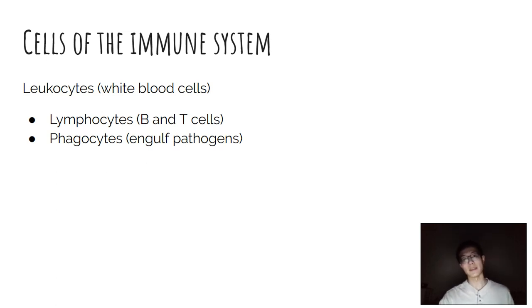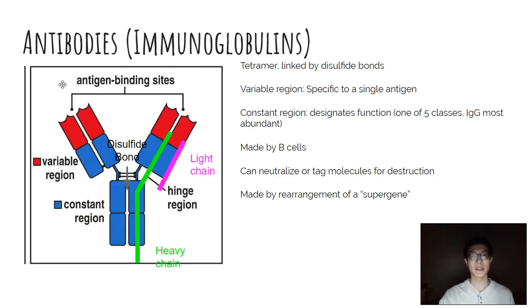So speaking of antibodies, which is what we often think about when we talk about the immune system, here's an antibody, also known as an immunoglobulin. So it's actually a tetramer that's linked by disulfide bonds, and there are kind of two main regions. We have a constant region and a variable region. The variable region is going to be the one that's specific to one type of antigen, whereas the constant region is going to help designate function.